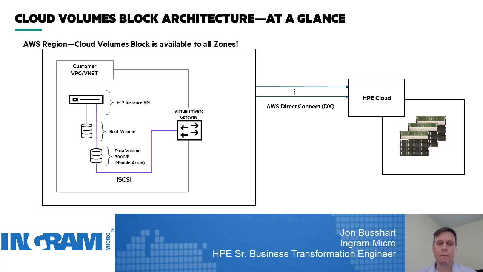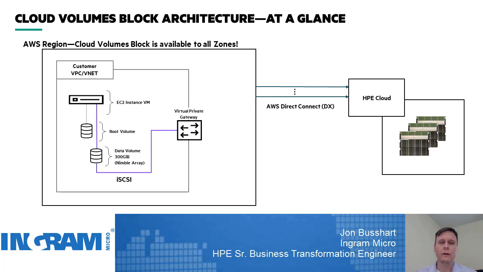It can certainly be a replication partner for a Nimble array. It can also be a Catalyst store for your backup solution as well. But again, like I said, today we're going to be looking at AWS and its connection to HPE's Cloud Volumes. And that's really done through AWS's Direct Connect. And through that tunnel back to the HPE Cloud Data Center, we'll be making an iSCSI connection and connect that directly up to our EC2 instance.